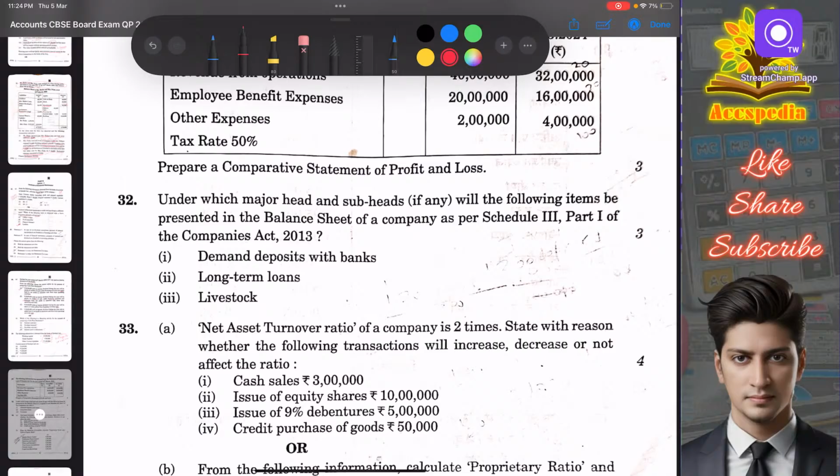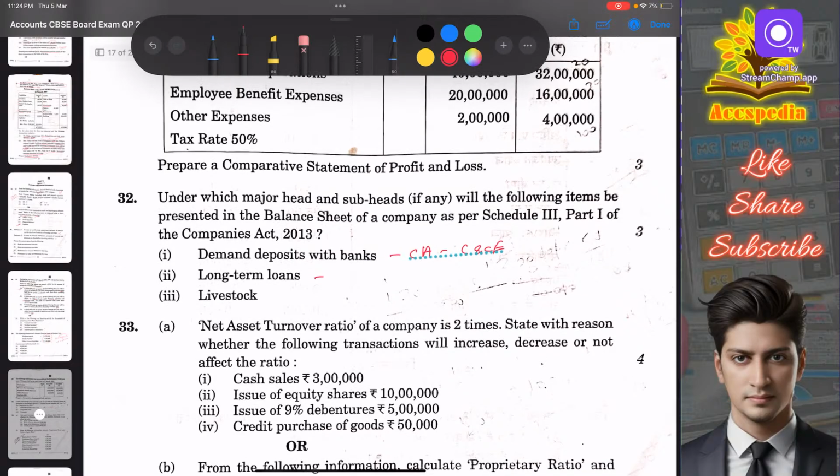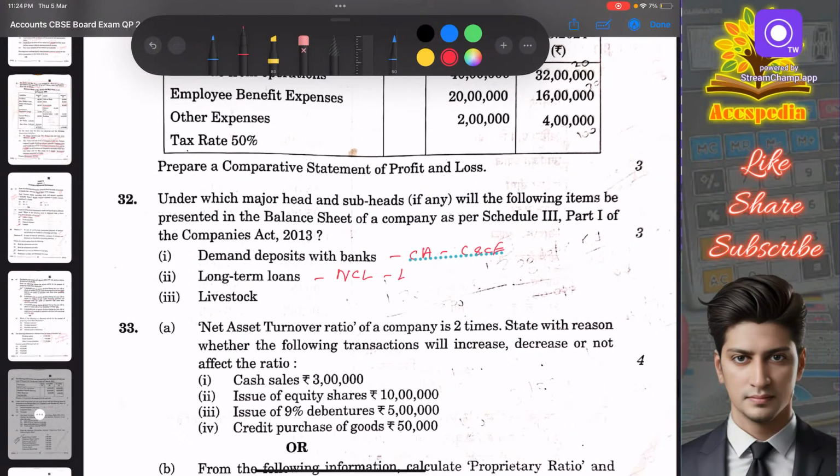Major head and subhead. Demand deposits with the bank: current asset, cash and cash equivalents. Long-term loans. I think it is loans taken only. They generally use the word loans and advances or loan taken. So we have to assume; again, it creates confusion. So let's assume it as a loan taken. So long-term loans: non-current liability, subhead long-term borrowings.